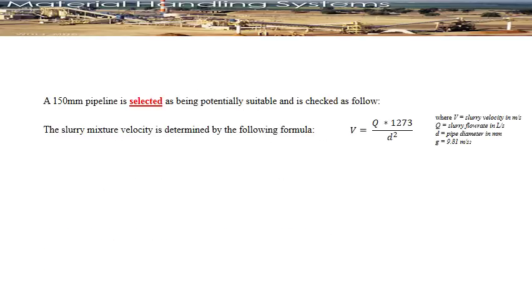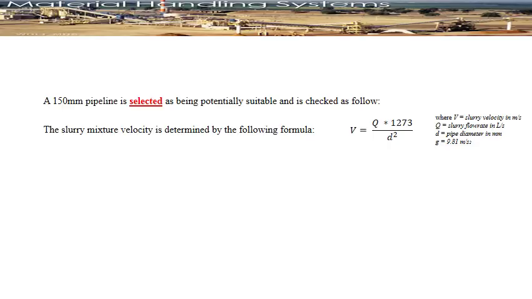So given the diameter of the pipe is 150 millimeters, you are going to be given a different diameter. Of course, it's going to be different flow rate, different specific volume, but you are going to follow the same steps. A 150 millimeter pipeline is selected in this question.